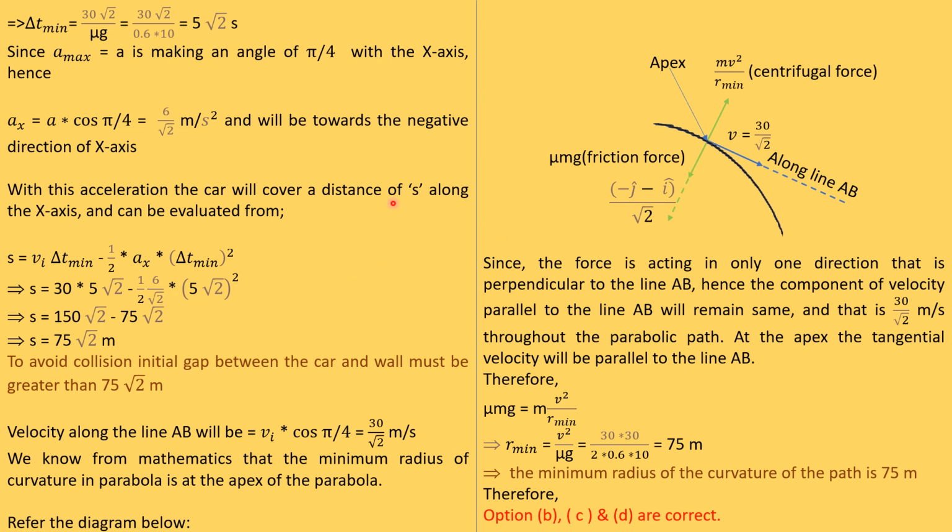So if the car's distance from the wall were lesser than this, the car would have collided with the wall. So to avoid this collision, the gap between the car and the wall must be greater than 75 root 2 meter. So this is another part of the answer.